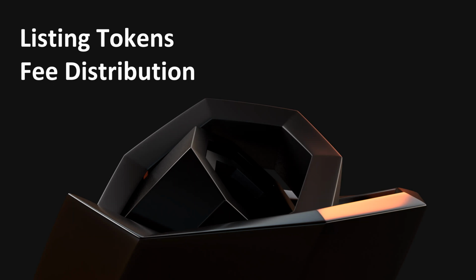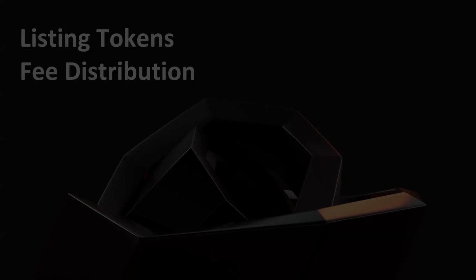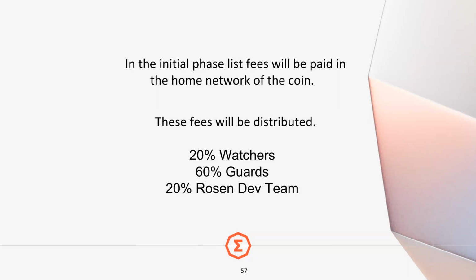So, token listings and fee distribution. This is something that we briefly covered in the past, but it's a good economic primitive and incentive for people to consider. In the initial phases, we're going to encourage projects that want to get Rosen support to pay in the network coin. So if you're on Ergo, you're going to pay in ERG. If you're on ADA or Cardano, you're going to pay in ADA. If you're on Ethereum, it would be in ETH, and those fees will be distributed.